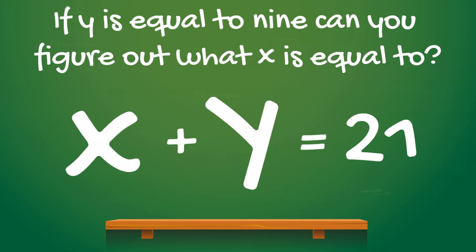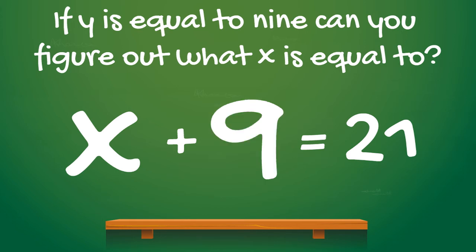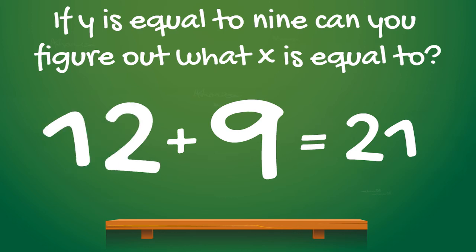Okay, so we know that y is equal to 9, so let's swap that out. Now we have x plus 9 is equal to 21, so we need to figure out what is x. And x is equal to 12. 12 plus 9 is equal to 21.